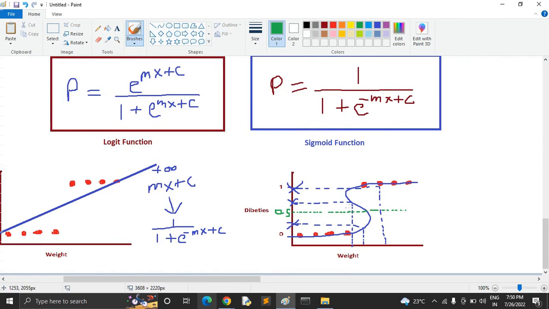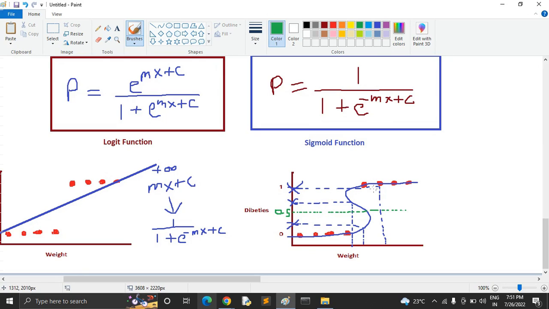Okay, so if the probability value lies above 0.5, definitely the patient will be diabetic. If the probability value lies below 0.5, the patient will not be considered as diabetic. So this is what the sigmoid function does. It brings all the probability values between the range of 0 and 1. For the sigmoid function, the output lies between 0 and 1 only.